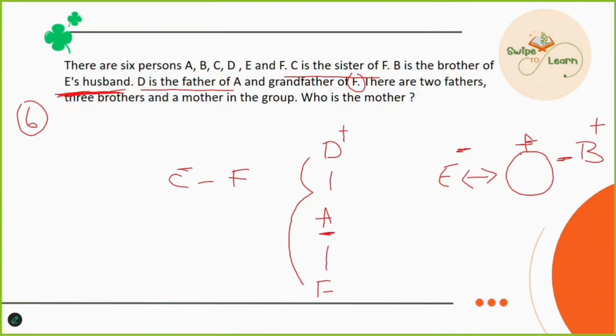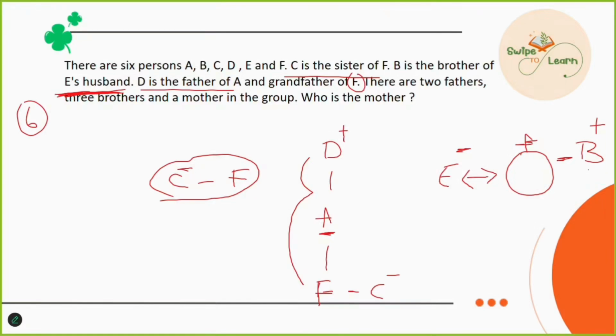There are 2 fathers, 3 brothers and a mother in the group. Who is the mother? To sort it out, first finish this. We know that C is a sister of F, so we'll write here F and C are siblings. Okay, so we got all the relations. We got all the 6 persons A, B, C, D, E, F.